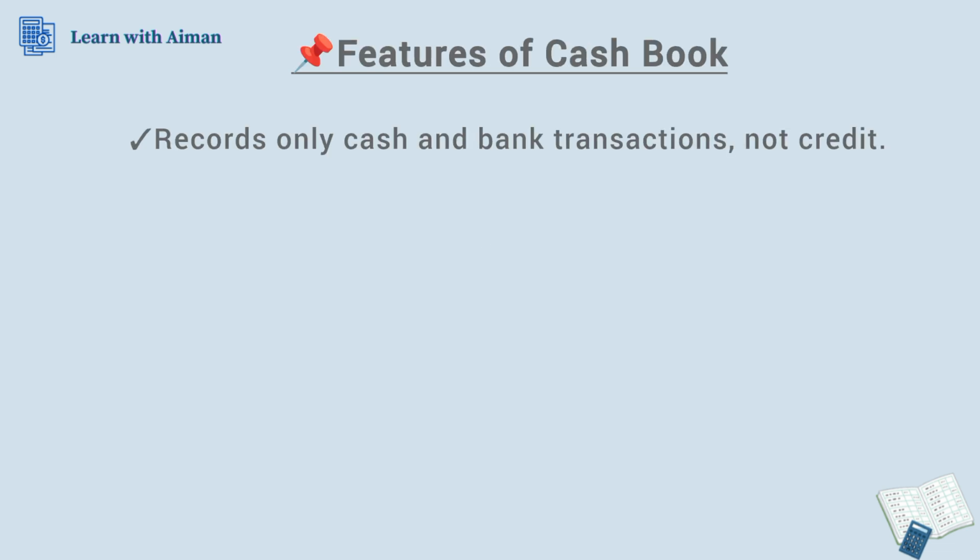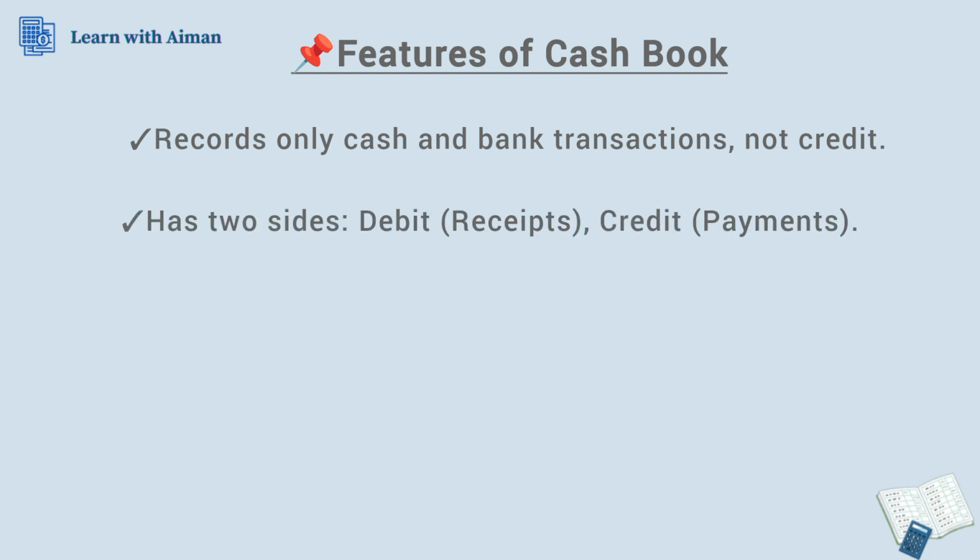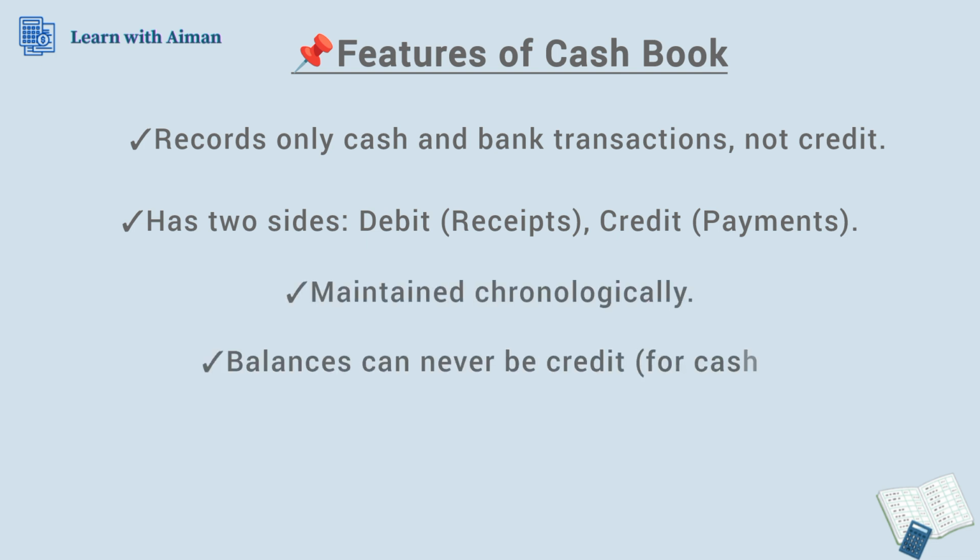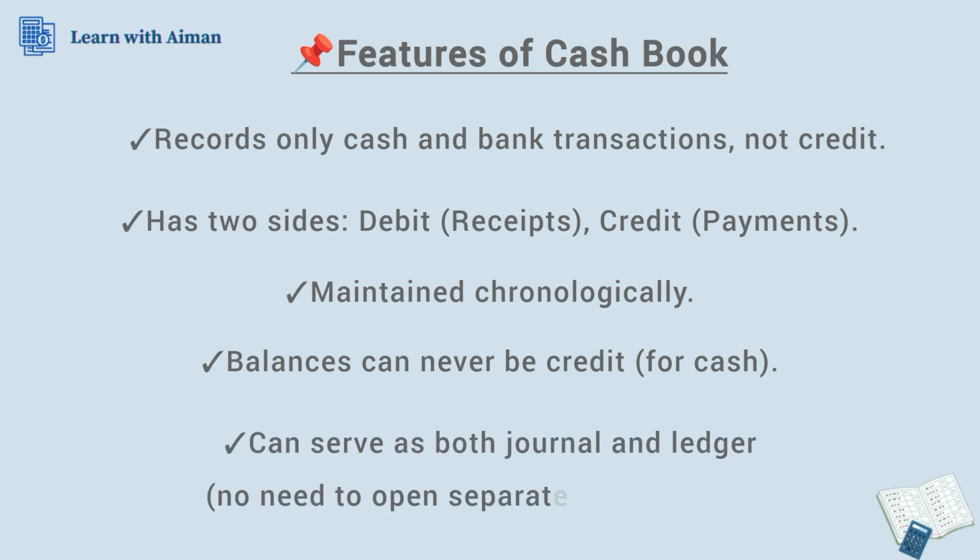Features of a cash book: it records only cash and bank transactions, not credit. It has two sides: debit, the receipt side; credit, the payment side. Maintained chronologically, its balance can never be credit for cash. It can serve as both journal and ledger, so there is no need to open separate cash accounts.